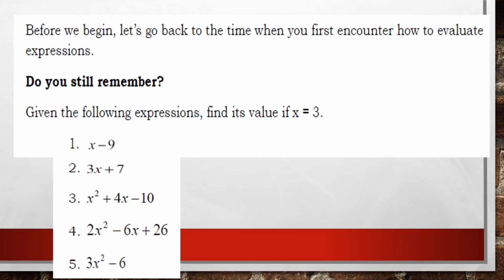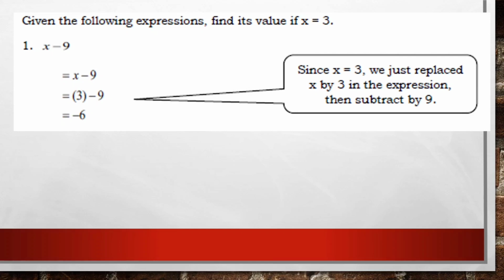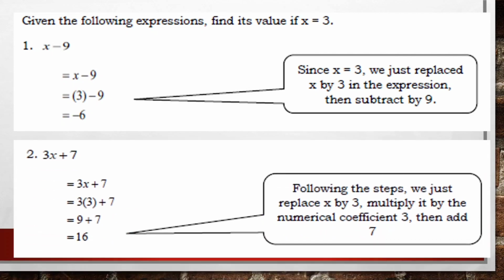Given the following expressions, find its value if x is equal to 3. For our first expression, x minus 9. Since x is equal to 3, we just replace x by 3 in the expression, then subtract 9. Therefore, the answer is negative 6. For example number 2, 3x plus 7 is the given expression. Following the steps, we replace x by 3, multiply it by the numerical coefficient 3, then add 7. 3 times 3 is equal to 9. 9 plus 7 is equal to 16.